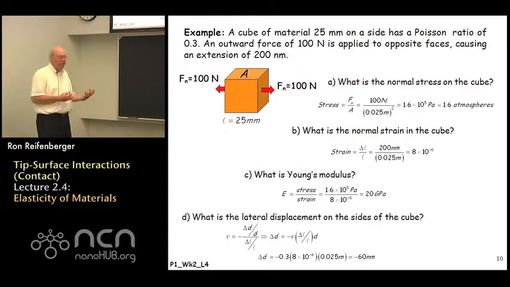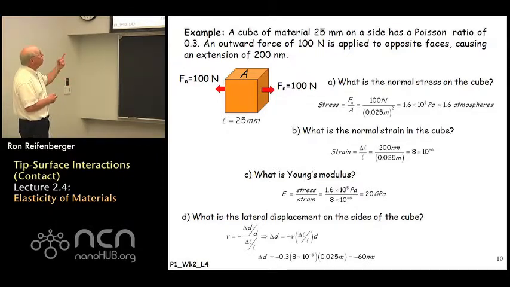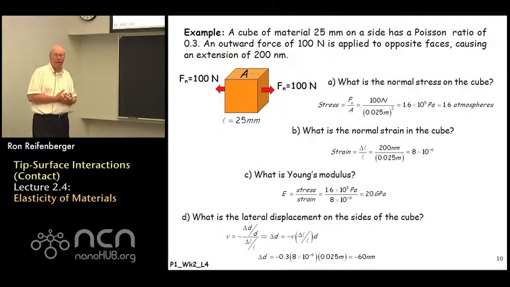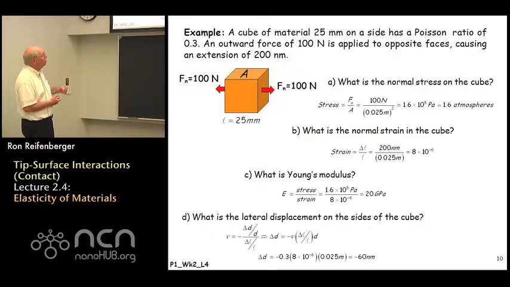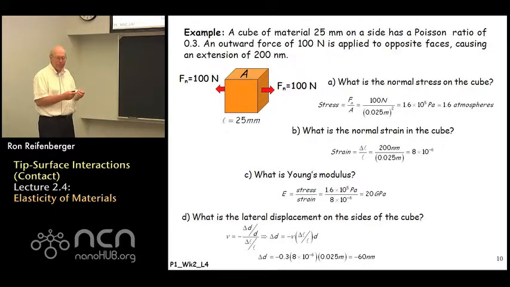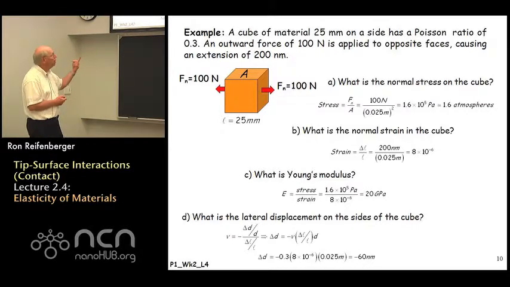And with that information, you can ask a variety of questions, and then it's pretty simple to work out the answers. You can ask, what is the normal stress applied to the cube? The normal stress is just the force applied divided by the cross-sectional area. So we calculate that the stress in this case is about 1.6 times 10 to the 5th Pascal. We can ask, what is the resulting strain of the cube? Well, we know the change in the length, and we know the initial length, so the strain is just delta L over L. It's about 8 times 10 to the minus 6. It's a dimensionless number.